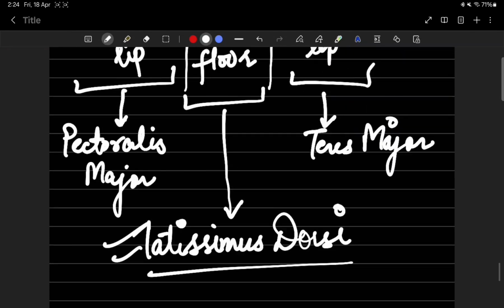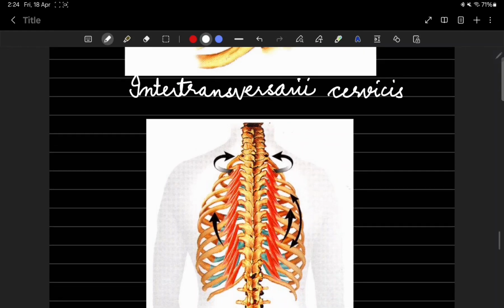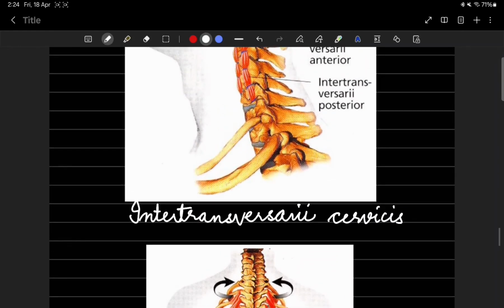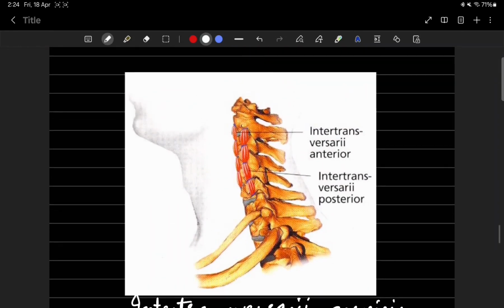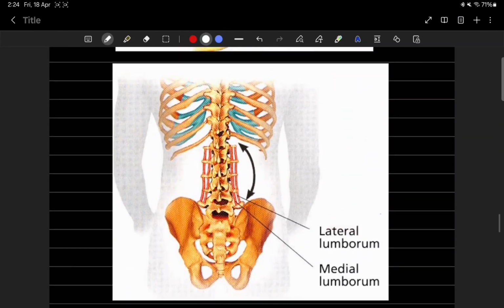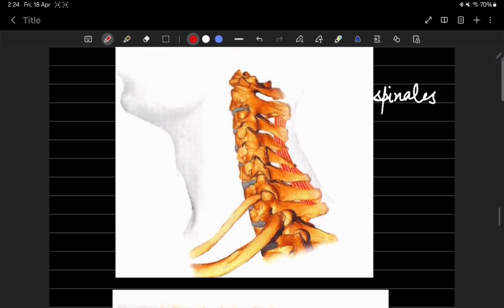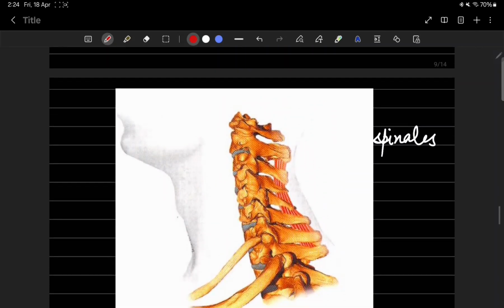Now I can show you the diagrams related to these muscles. Levator costarum muscle, which is a part of the segmental muscle group. Then the intertransversarii cervicis muscle, also a part of the segmental muscle group. Here is the lateral lumborum muscle, medial lumborum muscle. We have this interspinalis muscle.